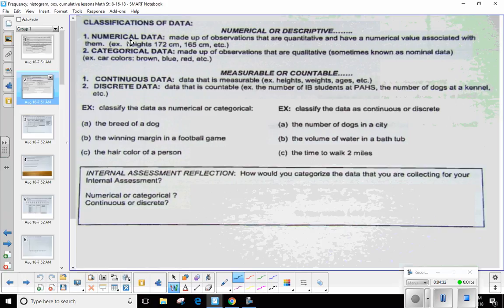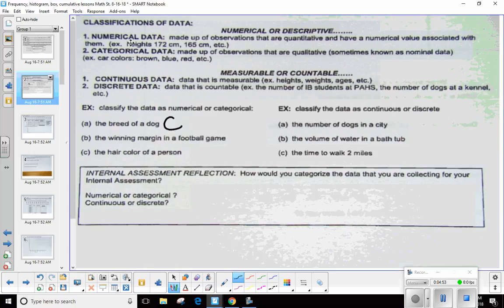There you go. Okay, so what do you think about the breed of a dog? Is that going to be numerical or categorical? That's definitely categorical. The breed of a dog could be anything, but we're not going to assign a numerical value. It's possible to do that, but not the way we think about it.